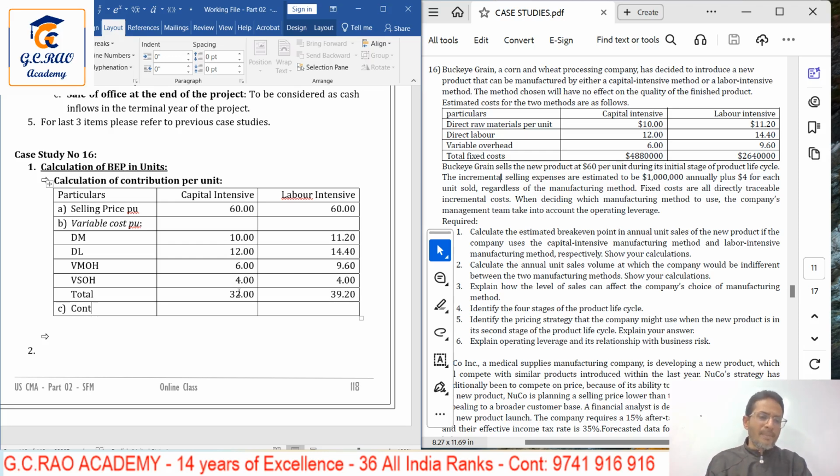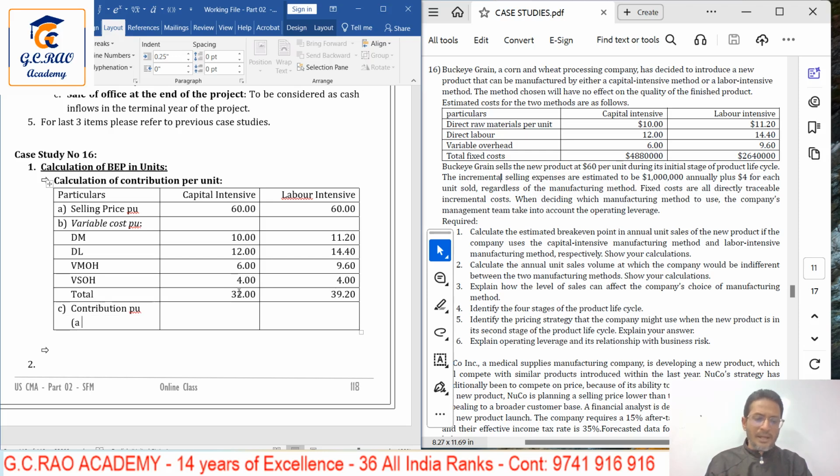Small c, contribution per unit, within bracket a minus b. Calculate 60 minus 32, how much? 28. 60 minus 39.2, how much are you getting? 20.8. Capital intensive contribution per unit 28, labor intensive 20.8. Correct? Next one. Leave one line gap.